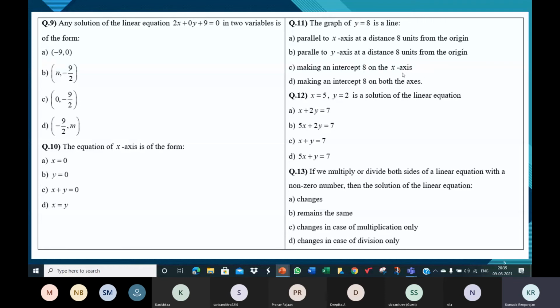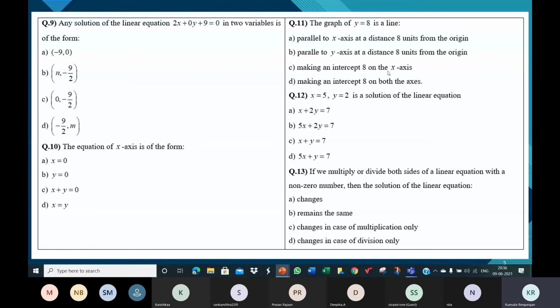Now this will be parallel to the x-axis, right? So it cannot make an intercept. It cannot intersect the x-axis. Making an intercept 8 on the x-axis means the point is 8, 0. The x-axis intercept is 8, that is, the point is 8, 0.